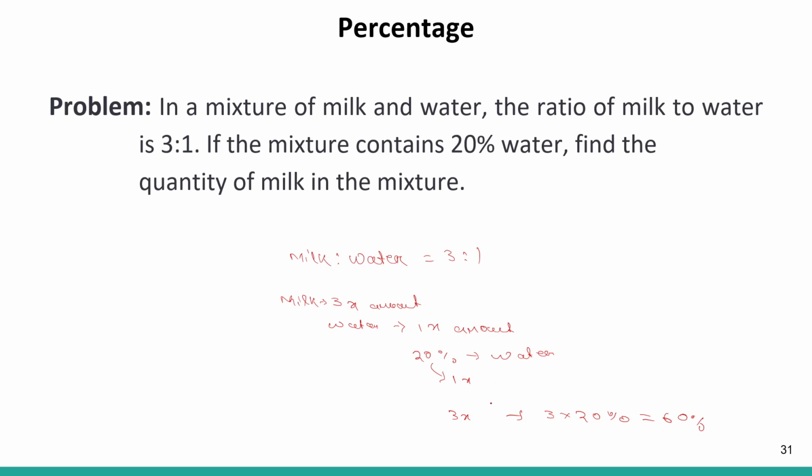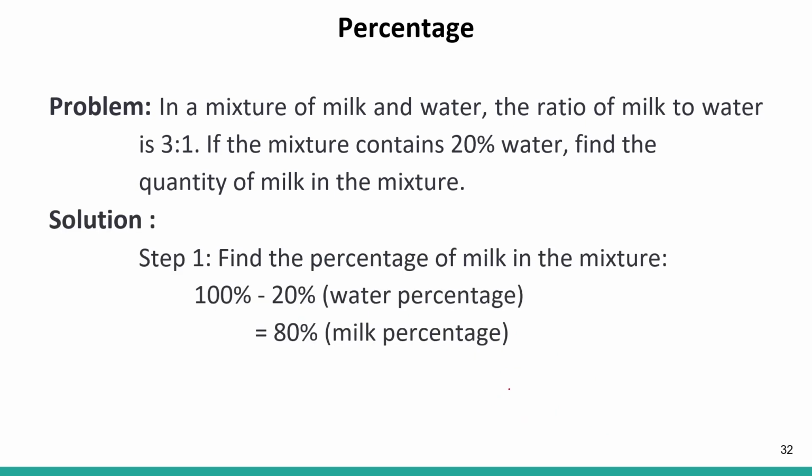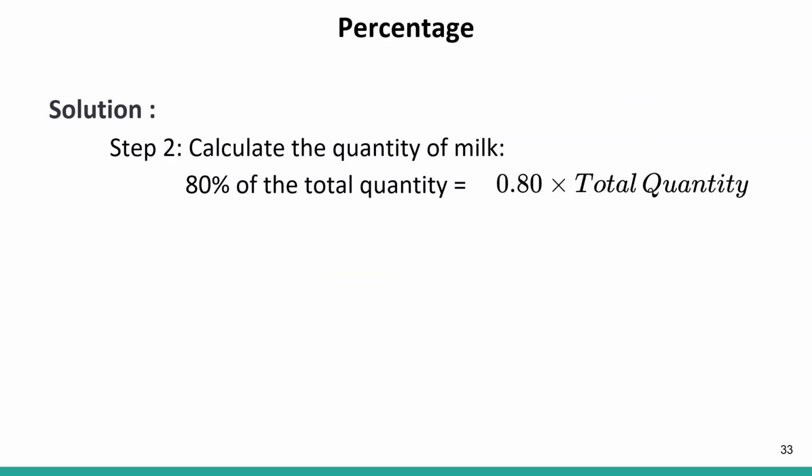Let's see a step-by-step solution. So find the percentage of milk in the mixture, that is 100 minus 20, so 80%. Okay, but the ratio of milk to water is 3:1. Okay, so there must be some other quantity that is being mixed with it.